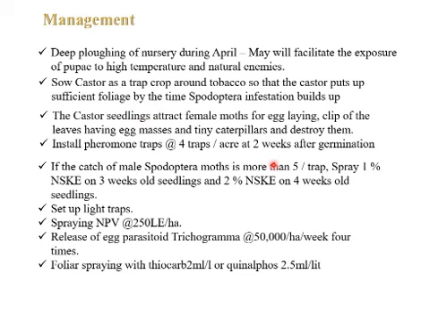If the catch of male Spodoptera moths is more than 5 per trap, spray 1% NSKE on 3-week-old seedlings and 2% NSKE on 4-week-old seedlings. Next, we can set light traps and spray NPV, nucleopolyhedrovirus, at the rate of 250 LE per hectare. Here, LE refers to larval equivalent. Release the egg parasitoid Trichogramma at the rate of 50,000 per hectare per week, 4 times. Foliar spraying with Thiodicarb 2 ml per liter or Quinalphos 2.5 ml per liter.